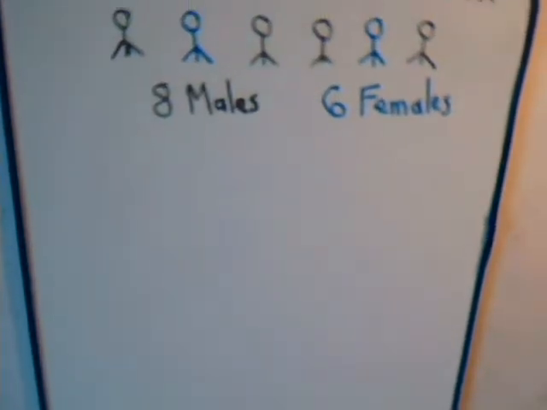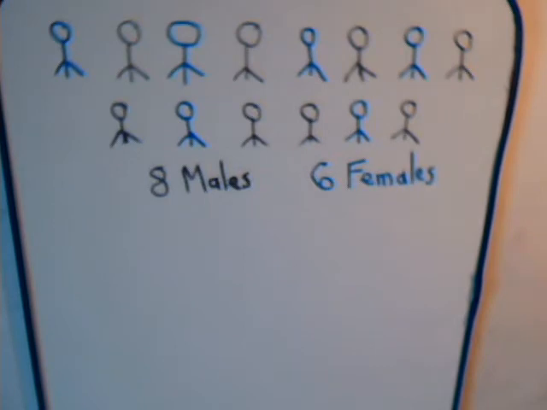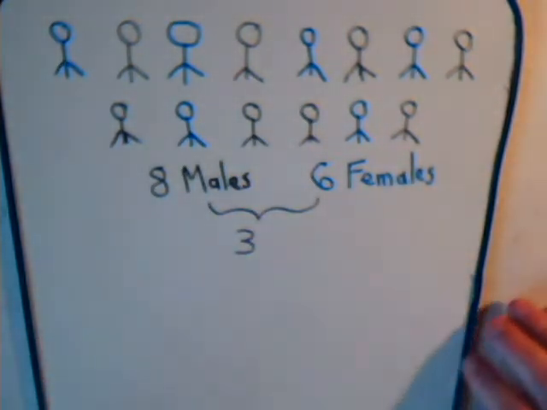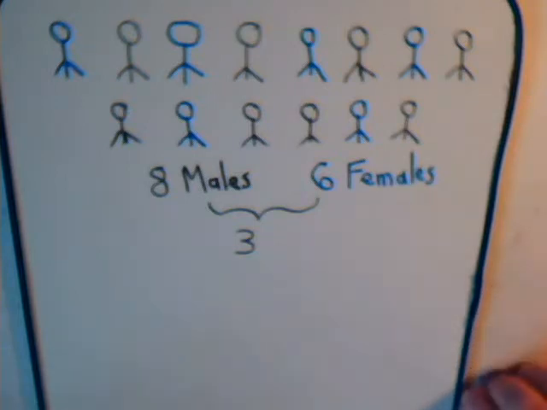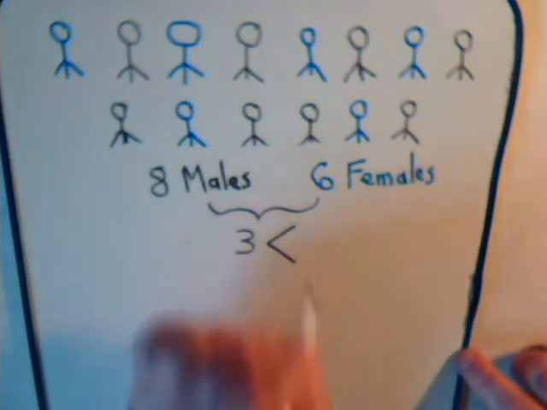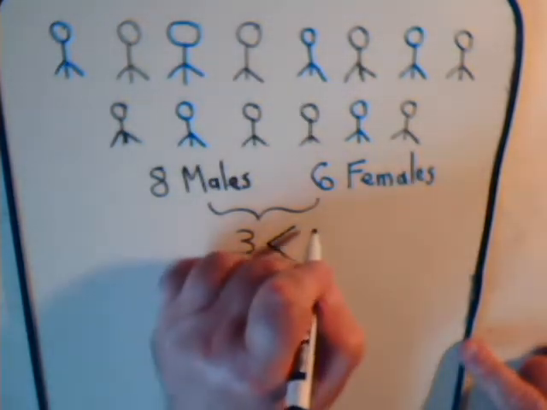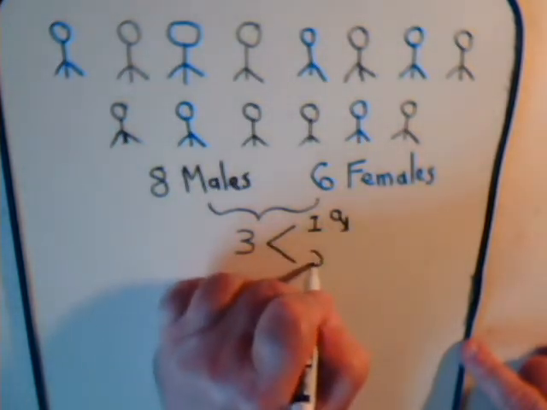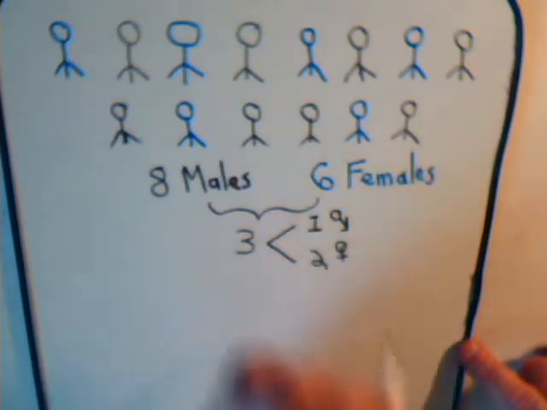So here we have it just kind of crudely diagrammed out. There's our group of 14 people. It has 8 males, 6 females, and we want to select 3 of them. And we're saying if we select 3 of them at random, what are the chances that this group of 3 people will have 1 male and 2 females?